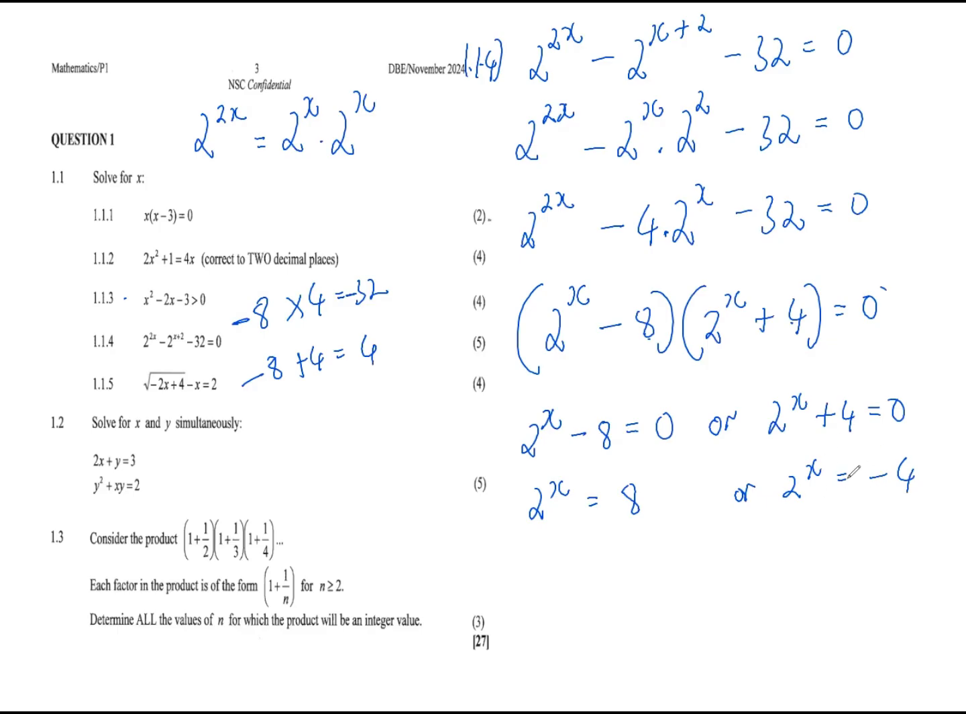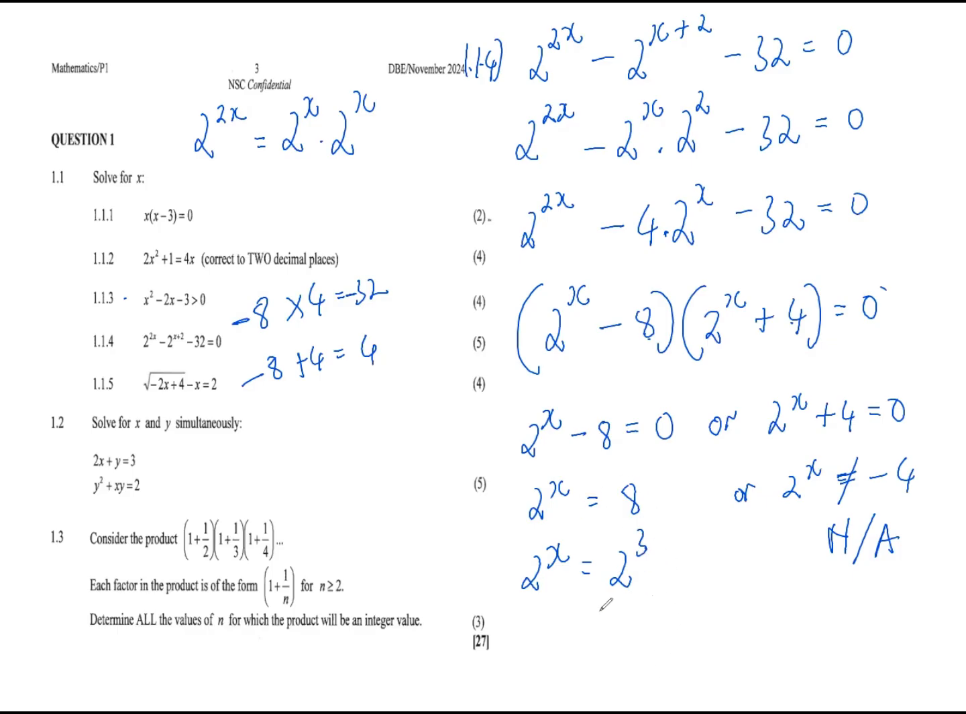But then this one, immediately we're just going to say it's not applicable because there is no exponent value that you can put here that will result in a negative value, right? So there is no such thing as a negative value from an exponent. So this is not applicable. But then the 8 here, we can write it in what? In exponential form. So 8 can be written as 2 to the exponent of 3.